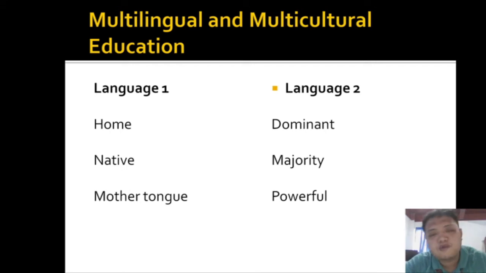When we say language 2 or L2, it means this is the dominant language. Majority of the world speaks it, and it is deemed as a powerful language. That is why we are aiming at mastering this L2. For example, English. Philippine education has been stressing the proficiency of our students when it comes to English.